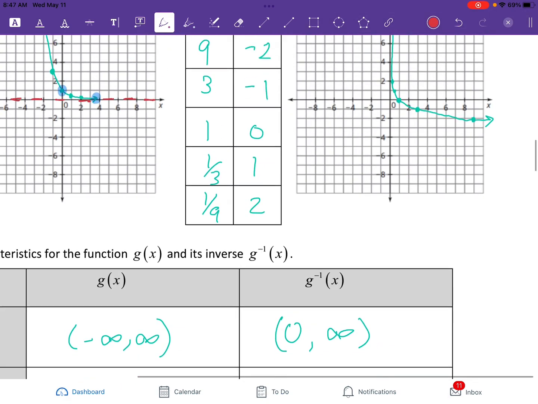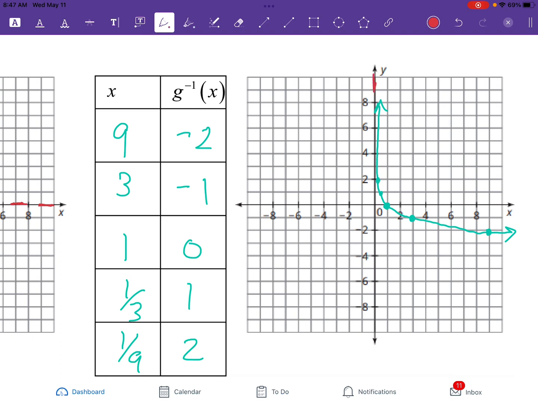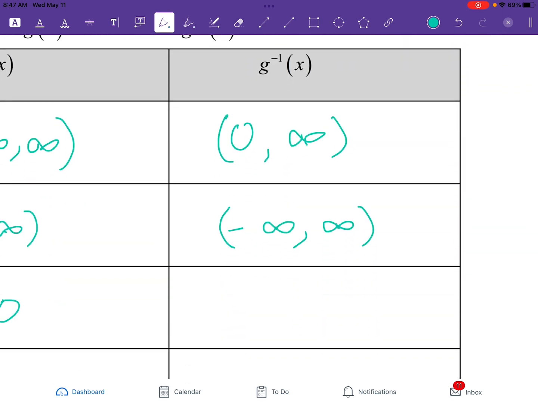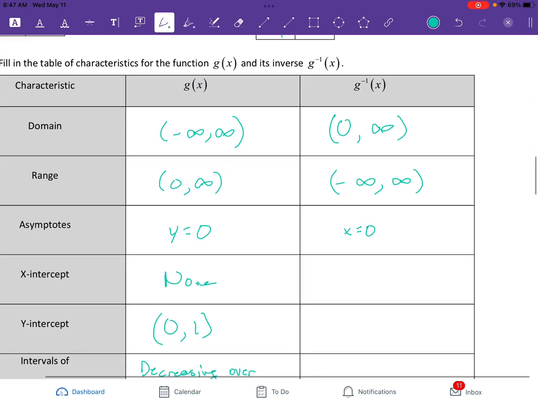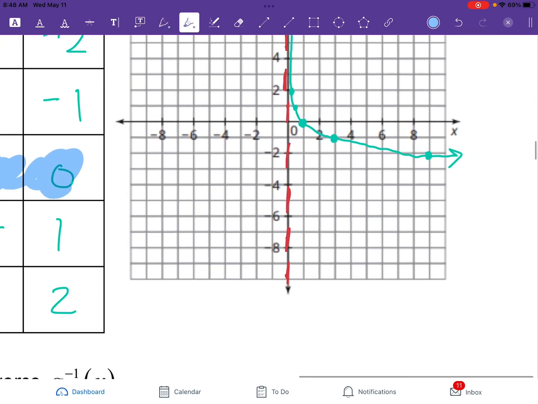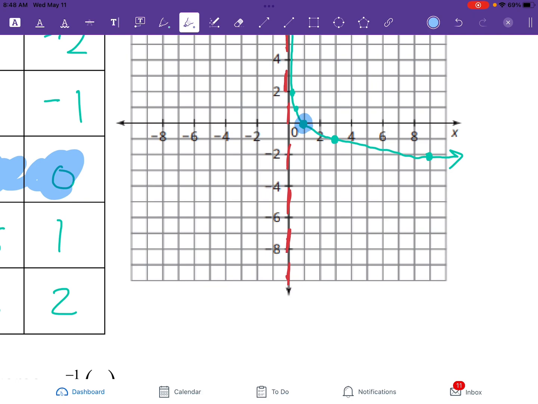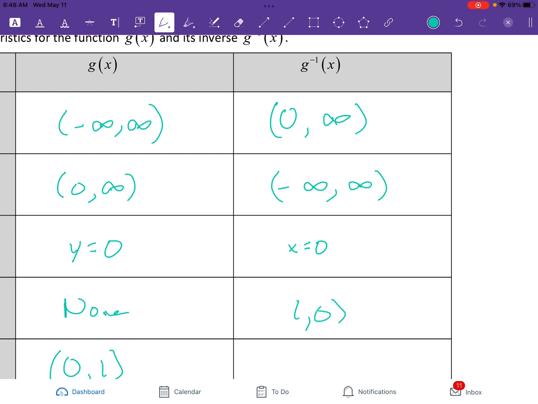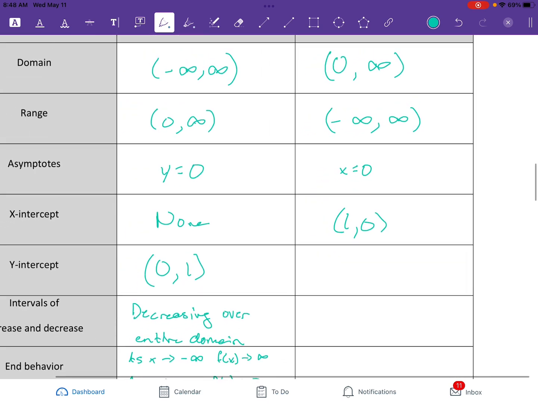All right, our asymptote. Draw the line of the asymptote again. The asymptote again is on the y-axis. That's why the graph can't go across the y-axis. And the equation for that asymptote is x equals 0. All right. X-intercept, we see that here in the table and on the graph. The graph crosses the x-axis at 1, 0. And because there's an asymptote on the y-axis, there is no y-intercept, so this would be none.